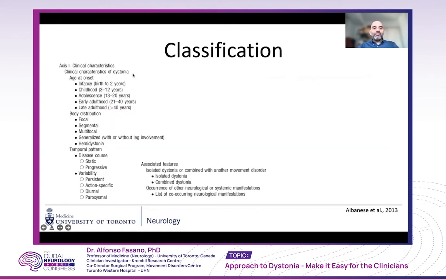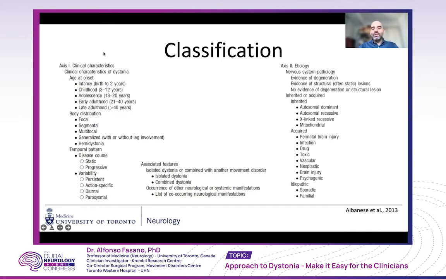So back to the paper by Albanese et al. in 2013, how we classify dystonia is shown here. We have an axis one, which basically looks at the clinical characteristics of the patient, and also an axis two, which looks at the etiology. And usually when you do a good job in axis one, you start to understand what's a possible etiology, as you'll see in a second.